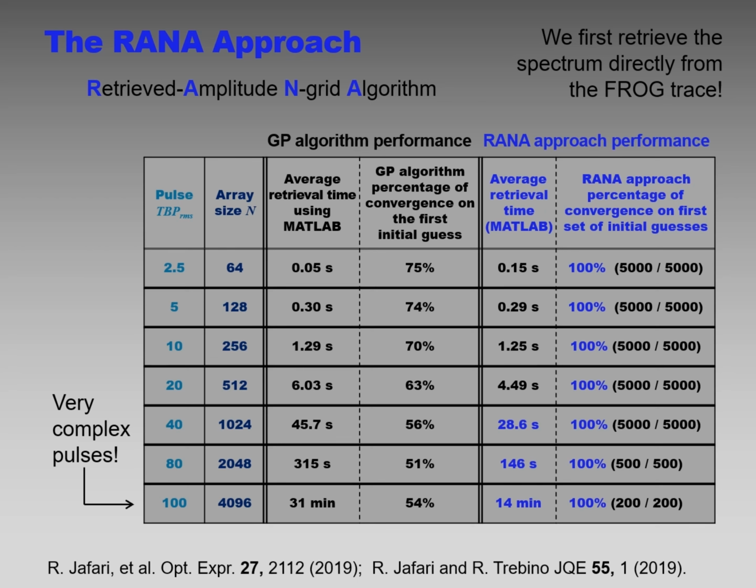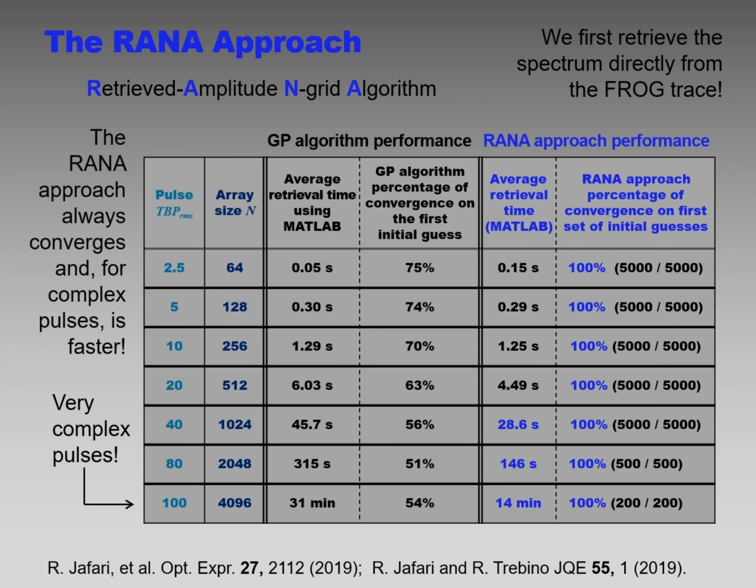Whereas the usual generalized projections approach only converges 1/2 to 3/4 of the time, see the middle columns, RANA, on the right, achieves 100% convergence in all cases, and it works for noisy traces and even for very complex pulses, the time bandwidth products of which are about 100, which means that 100 spikes in the intensity or spectrum can occur, and the RANA approach still works. The RANA approach not only always converges, but for complex pulses, it's actually quite a bit faster.